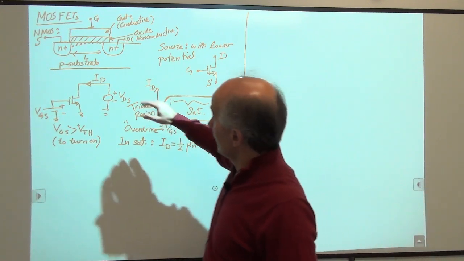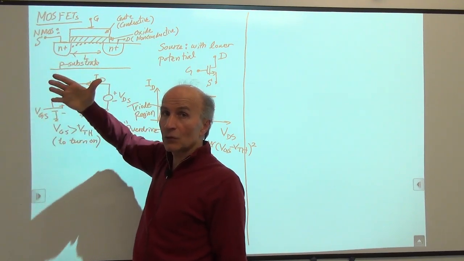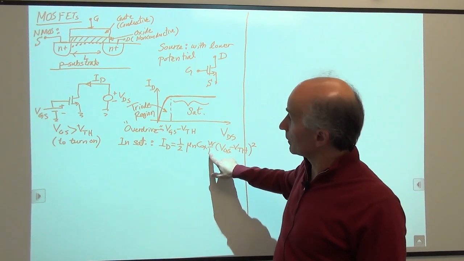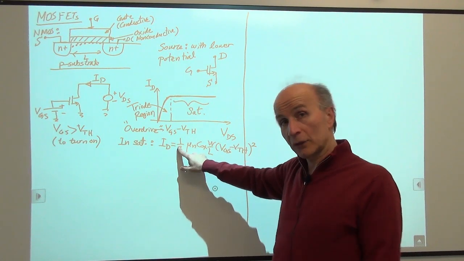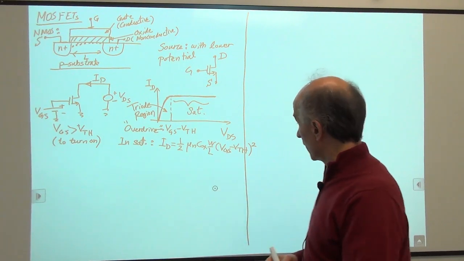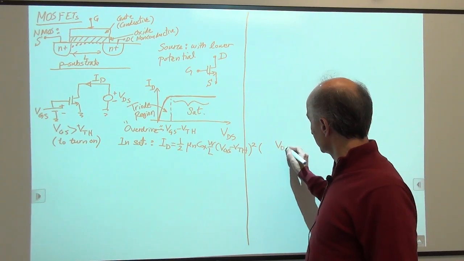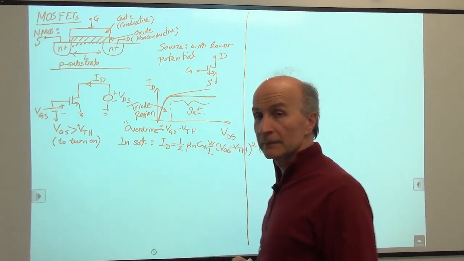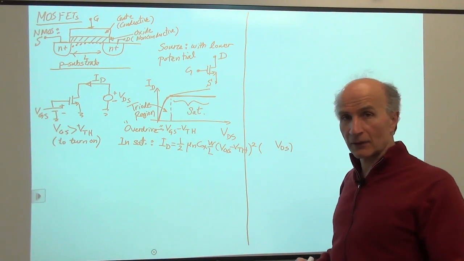In reality, there's a pinch-off point here that pushes back towards the source, and the channel begins to shorten. When that happens, L becomes a function of VDS, so the current becomes a function of VDS. How do we model that? Again, we resort to a very simple first-order linear model. Let's multiply this by something that has VDS in it, so that when VDS goes up, the current goes up.